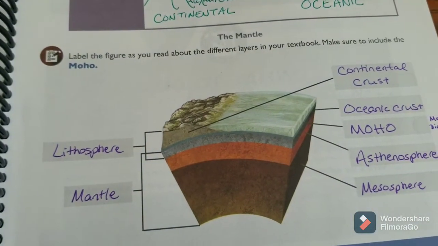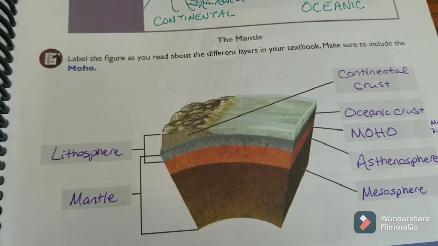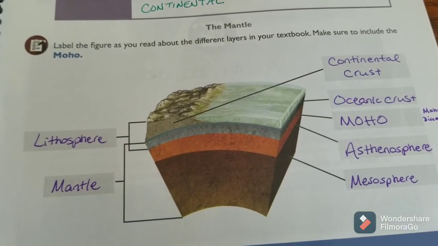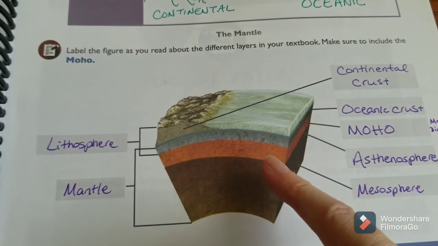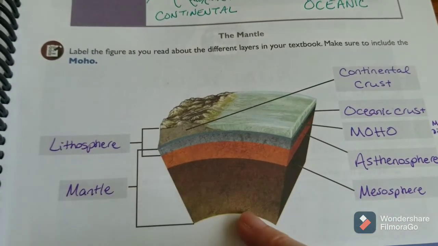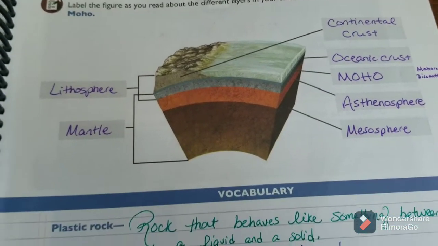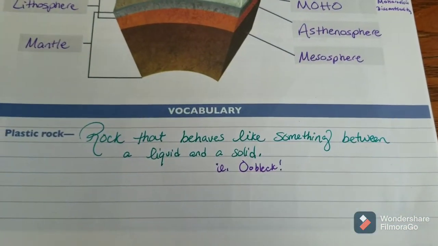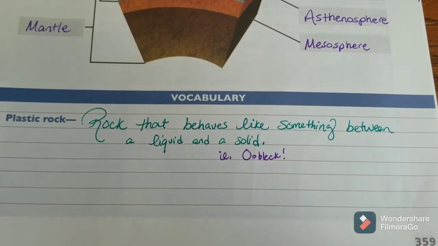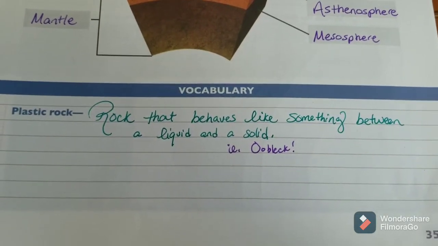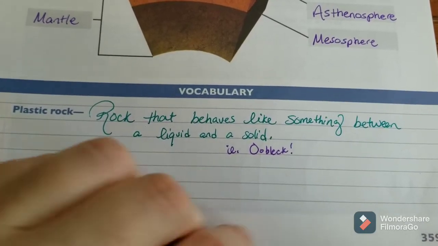All right, and then we have mantle parts. We have the asthenosphere and the mesosphere. So those are the two parts of the mantle, astheno and mesospheres. Vocabulary. Plastic rock is rock that behaves like something between a liquid and a solid. For instance, oobleck, and the stuff that we made in class.